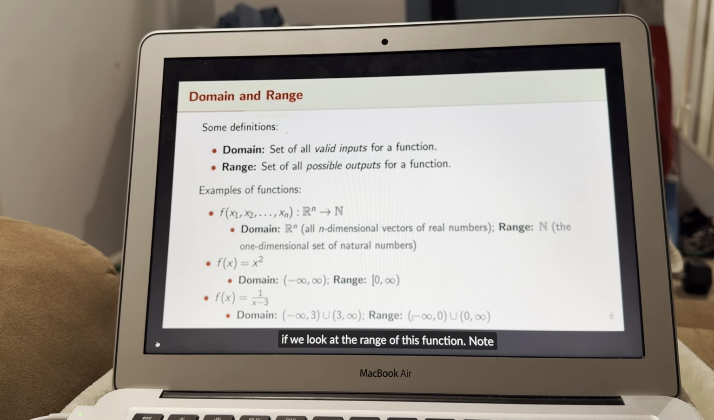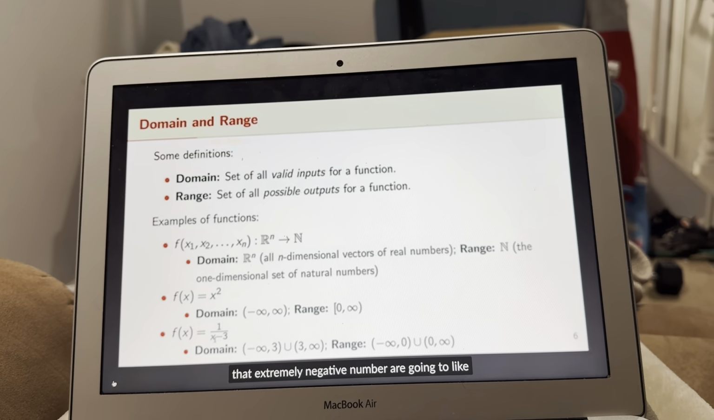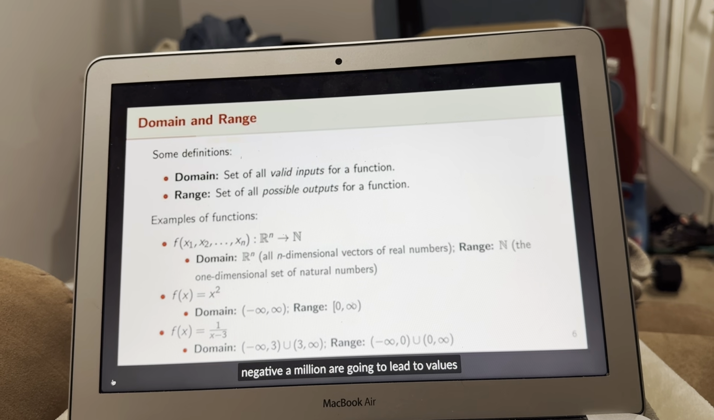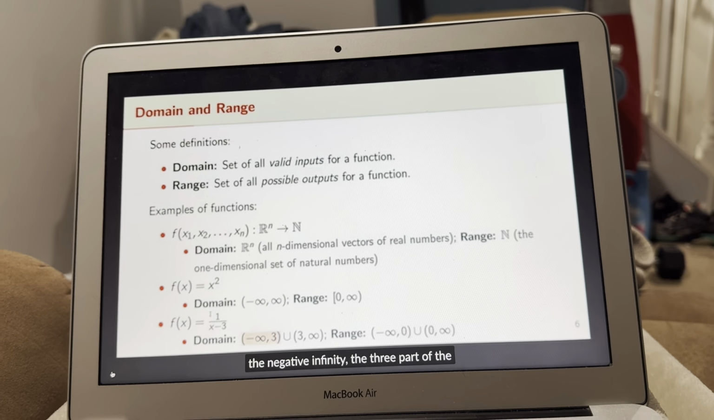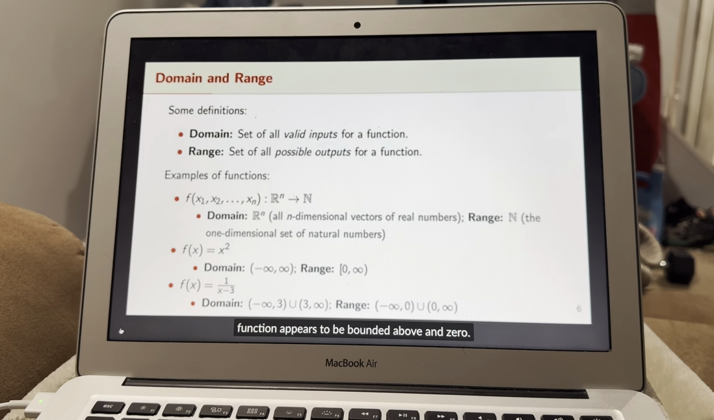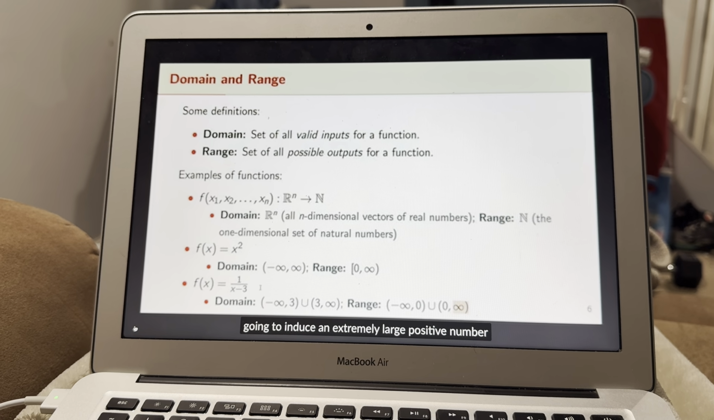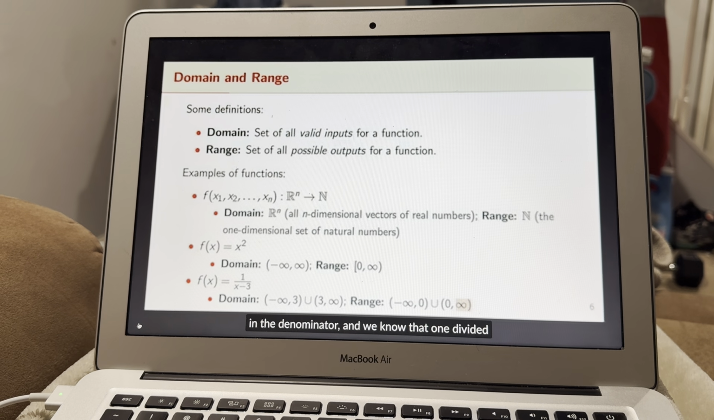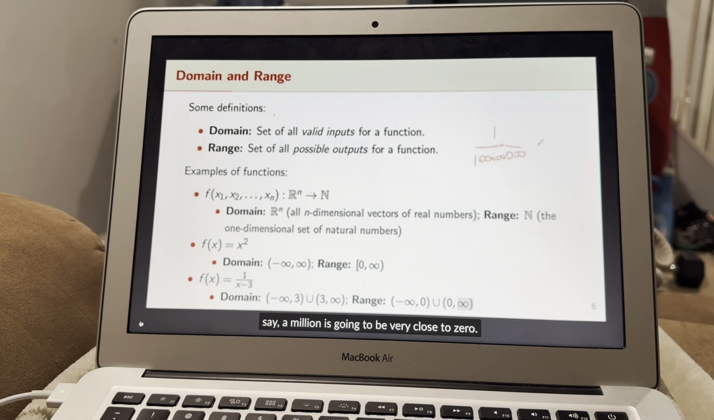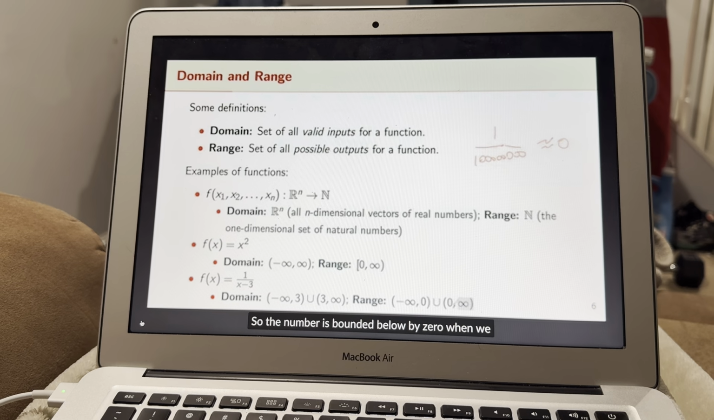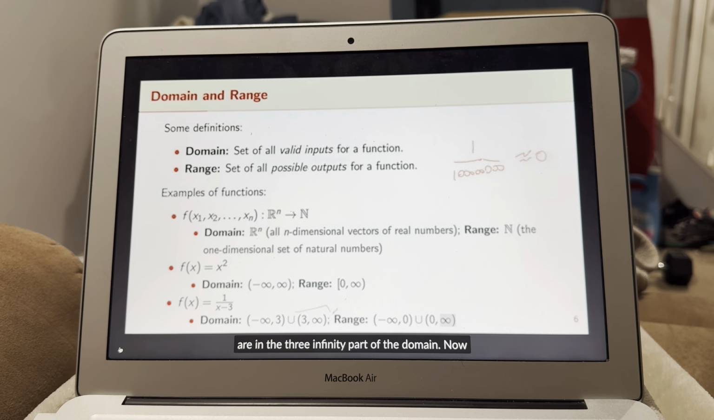Further, if we look at the range of this function, note that extremely negative numbers, like negative 1,000,000, are going to lead to values very close to 0, but on the left-hand side. So the negative infinity to 3 part of the function appears to be bounded above at 0. Extremely large numbers on the right, however, are going to induce an extremely large positive number in the denominator. And we know that 1 divided by an extremely large number in magnitude, like say 1,000,000, is going to be very close to 0. So the number is bounded below by 0 when we are in the 3 to infinity part of the domain.